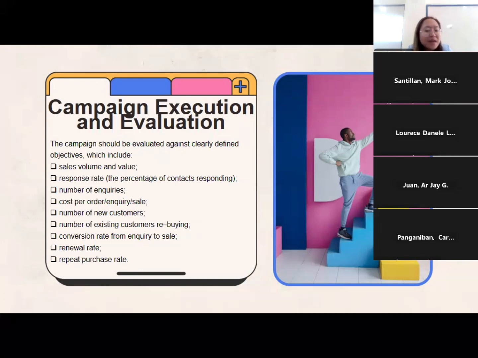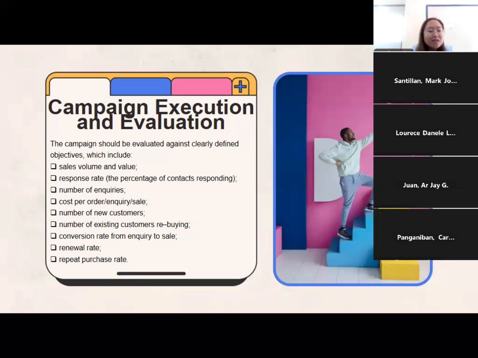To see if the campaign was successful, you measure various factors such as sales volume and value, how much was sold and how much money was made. A response rate, the percentage of contacts responding, or the percentage of people who reacted to your campaign. We also have the number of inquiries, for example, how many people asked for more information. And we also have the cost per order or inquiry, how much it costs to get each order or inquiry.